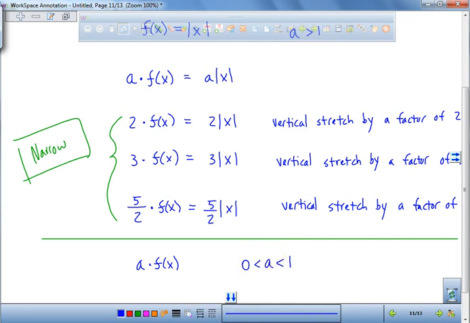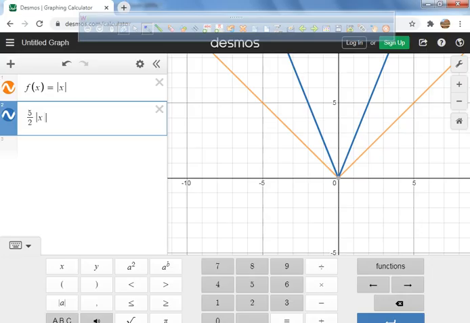So what's going to happen? If these become more narrow, what do you think is going to happen with this over here? What's the opposite of narrow? Wide, right? Let's see if that works. Ready? Check it out.